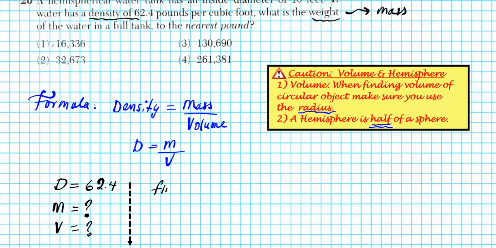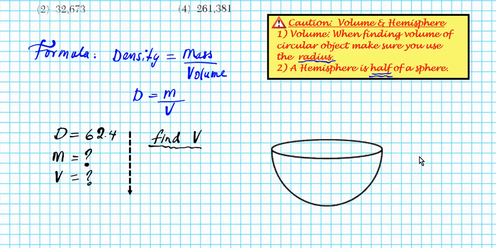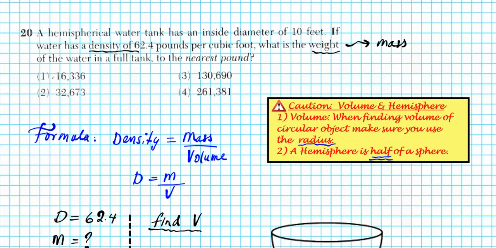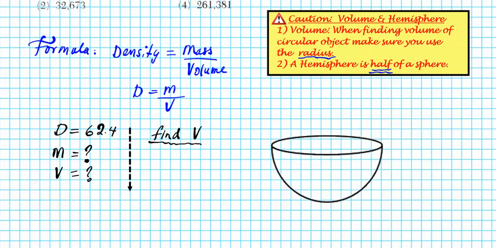Okay, so let's find V. We're finding the volume of what? We're finding the volume of a hemisphere. Okay, so there goes the sketch of my hemisphere right there. That's half of a sphere. So we want to find the volume of this. What are we told? The diameter is 10 feet. So if you're going from here to here, that's the diameter, which is equal to 10.